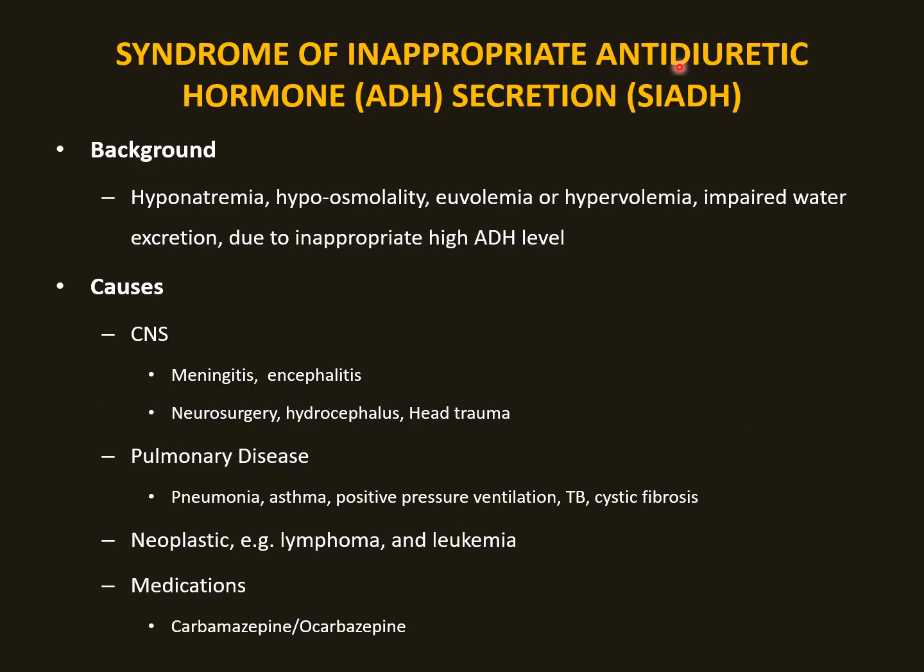Syndrome of inappropriate antidiuretic hormone ADH secretion or SIADH. This is a case of hyponatremia, hypoosmolality, euvolemia or hypervolemia. Impaired water excretion or decreased urine output due to inappropriate high level of ADH. This is very common in hospitalized children. Common causes: CNS diseases like meningitis, encephalitis, neurosurgery, hydrocephalus, head trauma. Pulmonary causes commonly associated with pneumonia, asthma, positive pressure ventilation, TB, cystic fibrosis.